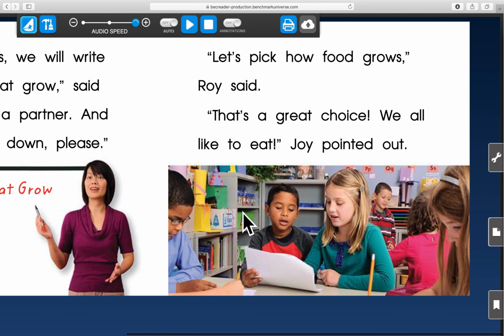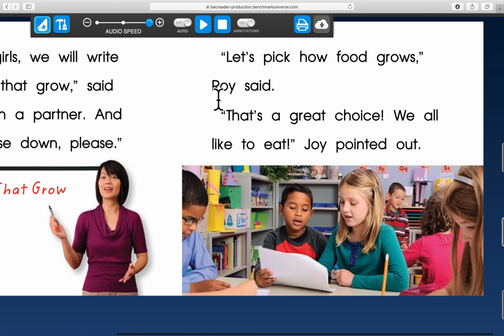Now, let me slide over here so I can do that. Let's pick how food grows. Let's pick how food grow. Okay, that didn't sound right. Maybe I didn't say it right. Let's pick how food grows, Roy said. That's a great idea. We all like to eat, Joy pointed out.